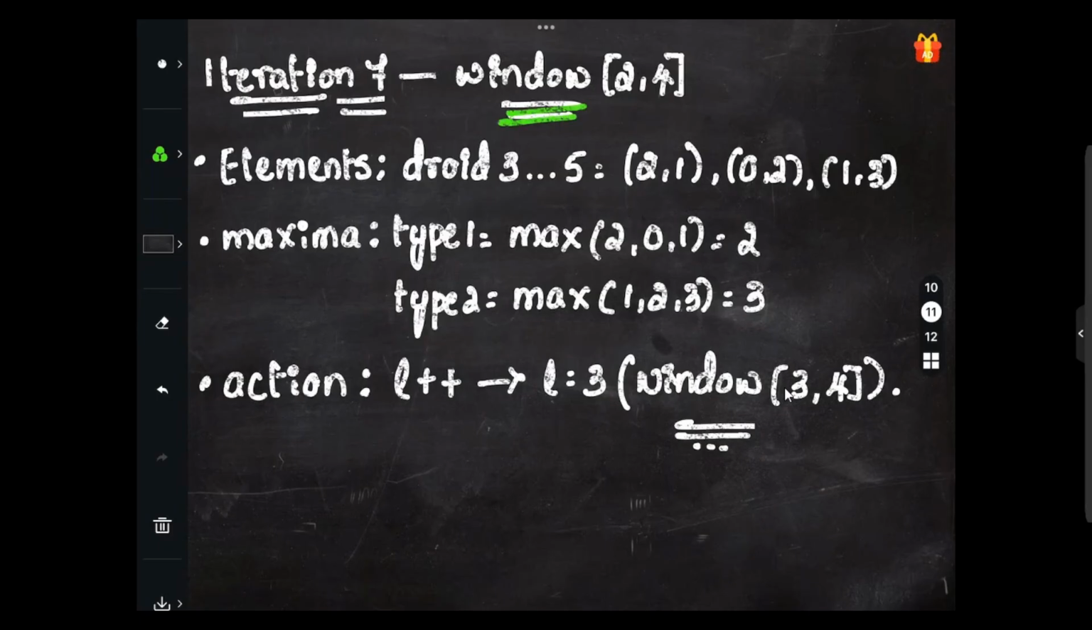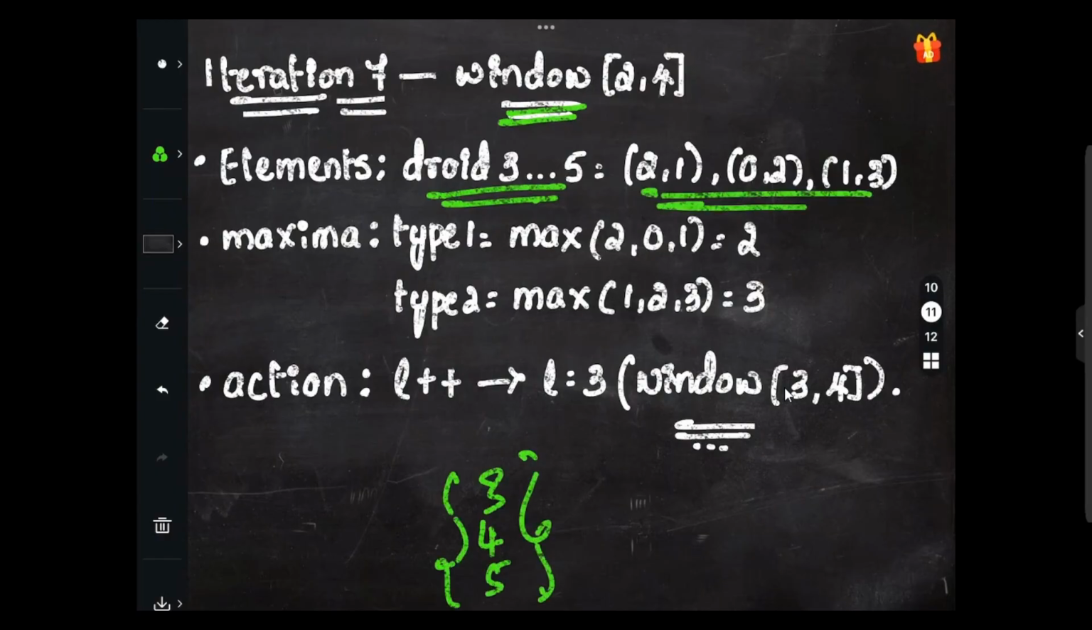Here we have droids 3 to 5, meaning we will be considering droids 3, 4 and 5: 2 1 0 2 1 3. Next, let's move on with the maxima part. Among 2, 0 and 1, 2 is the maximum, so we'll consider 2. Among 1, 2 and 3, 3 is the maximum, so we'll consider 3. Now again we will sum this.